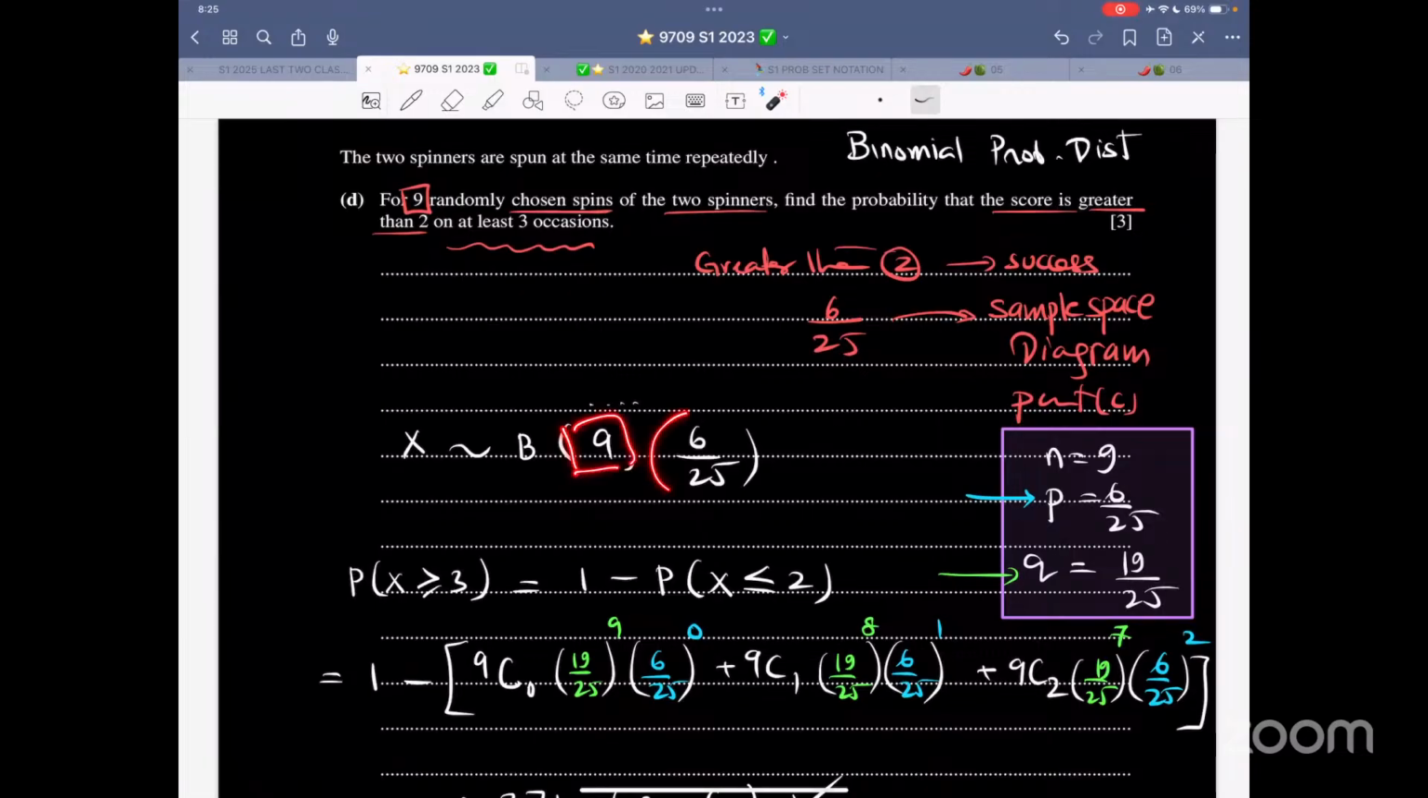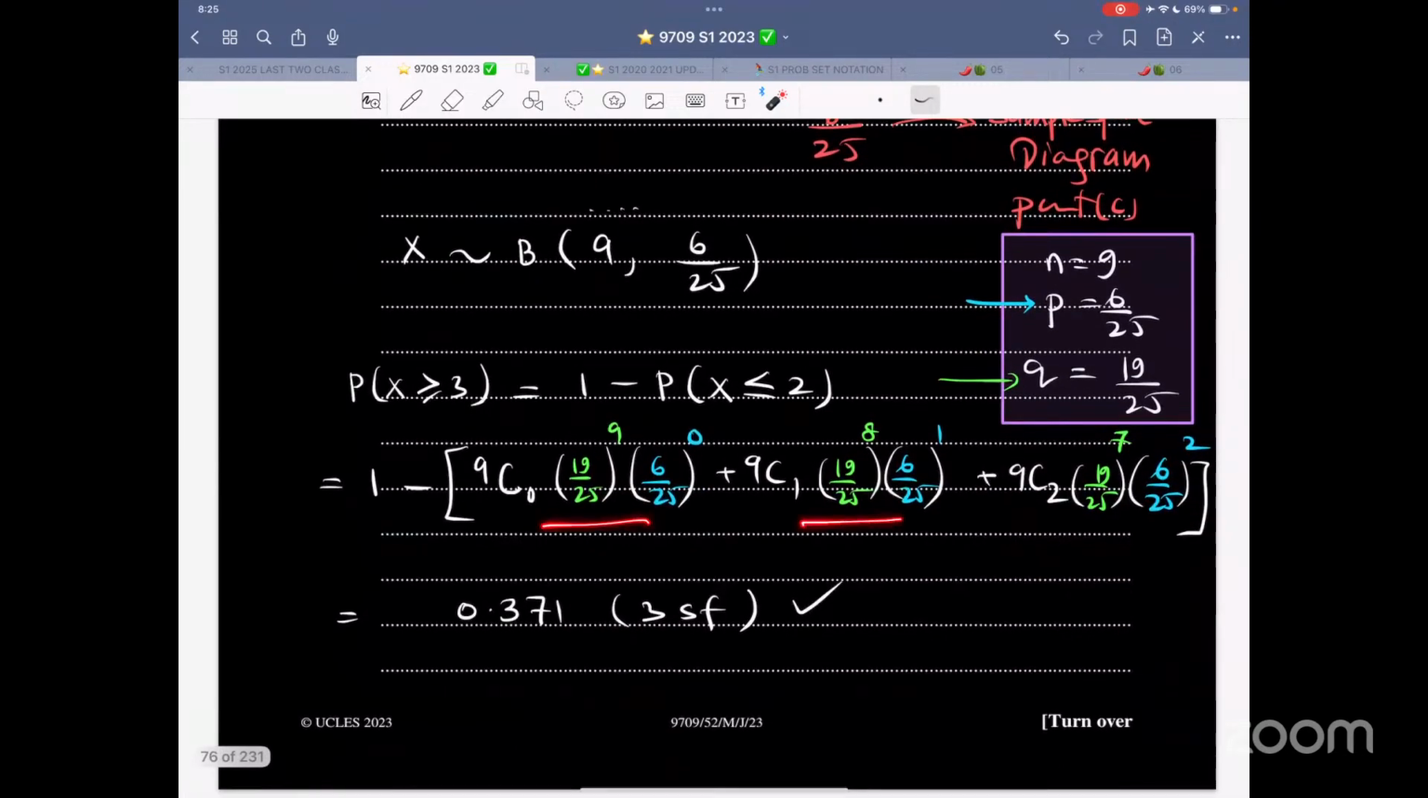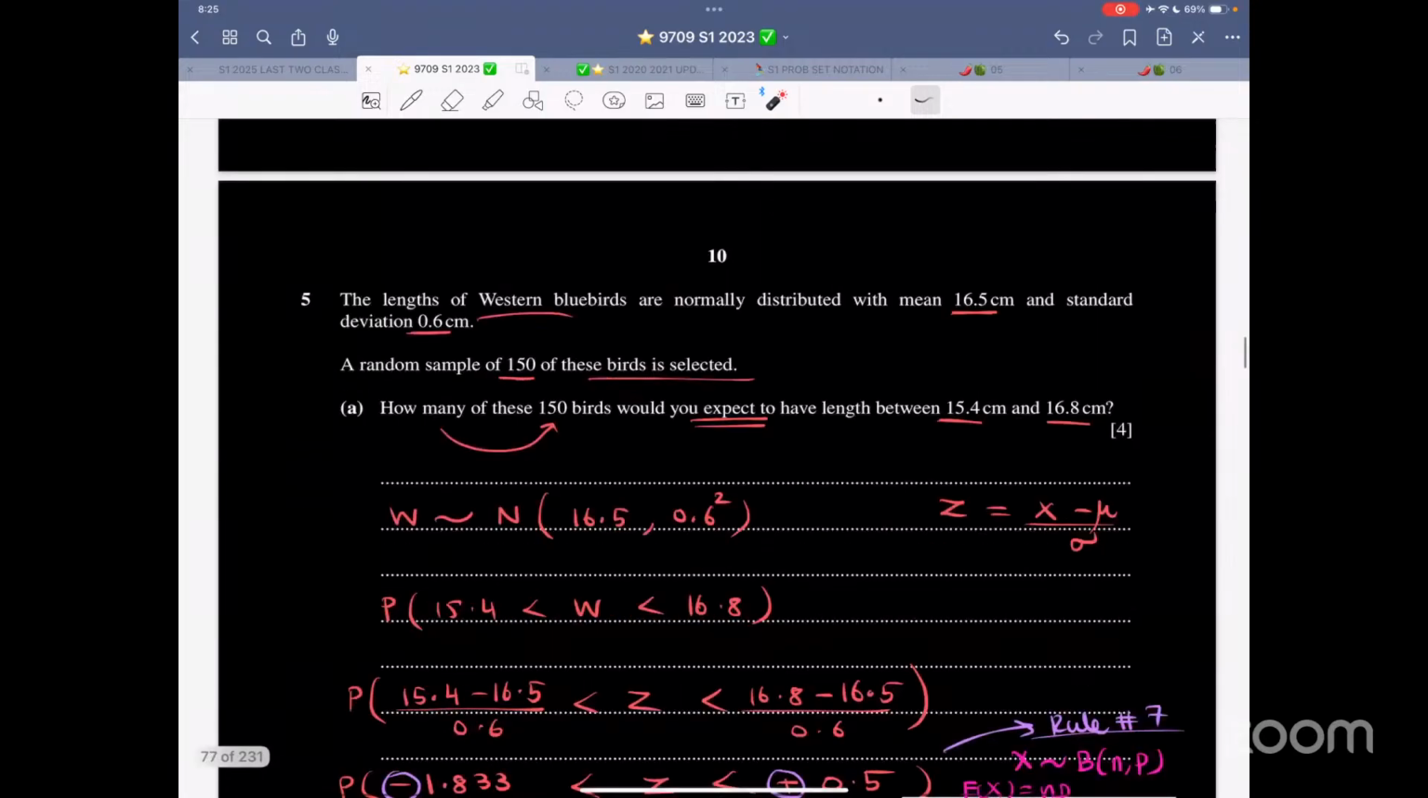9 is the number of trials. This is the probability of success. Greater than 2 on at least 3 occasions. Greater than or equal to 3. That's 3, 4, 5, 6, 7, 8, 9. Which is easier: 1 minus probability of 0, 1 and 2. Again, write down all these 3 answers, put a plus sign and then simplify. First 4 significant figures, then 3 SF.